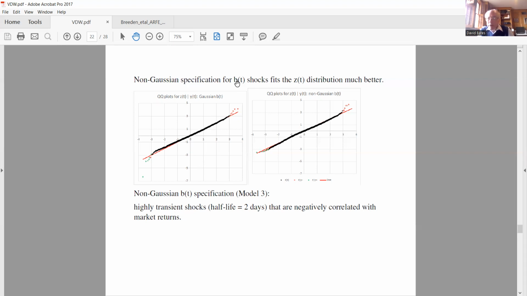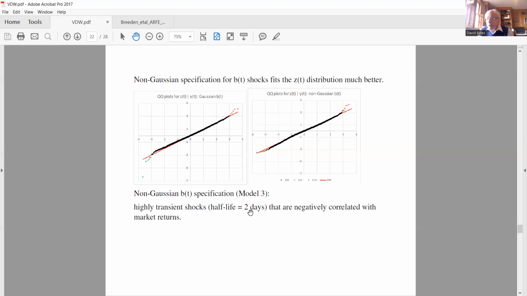Also, the bias terms are highly transient in the non-Gaussian specification. In the Gaussian specification, by contrast, they're highly persistent. But with the non-Gaussian specification, we have highly transient biases from observed VIX relative to what is predicted for the VIX based on the variance state variables changing given observed Y. So in this non-Gaussian specification, the bias shocks have a half-life of 2 days.